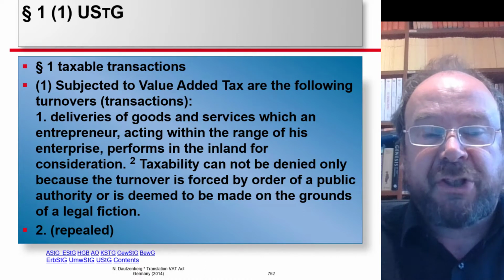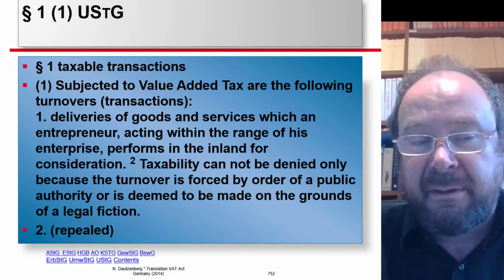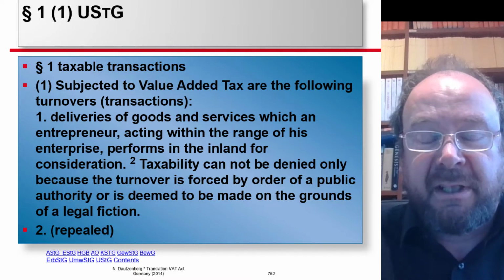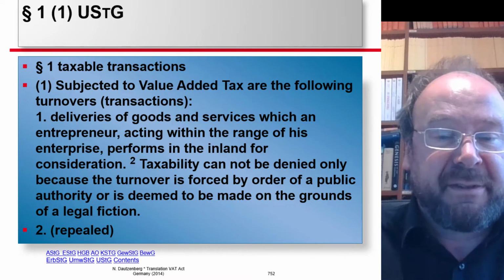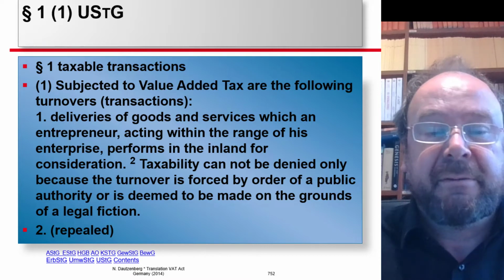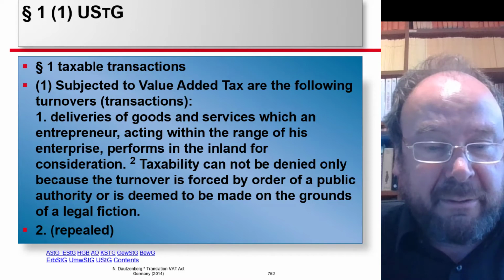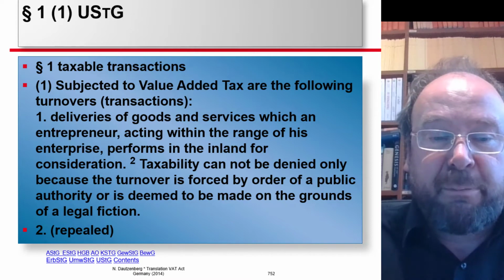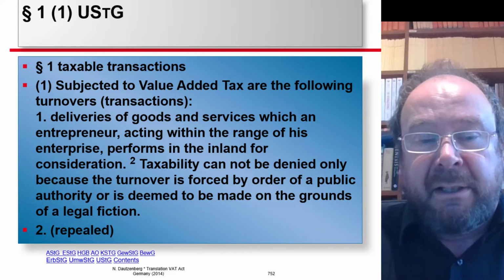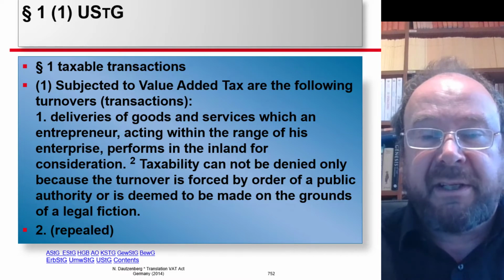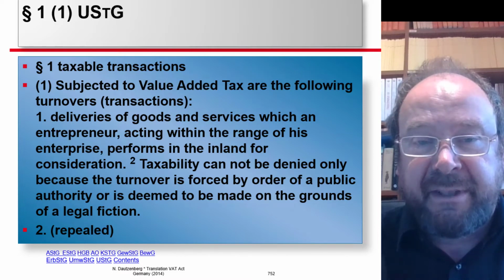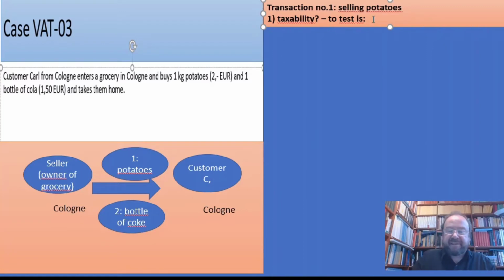And so we need to check if our seller is an entrepreneur, if it's within the range of his enterprise activities, what happens, if he performs the delivery or service in the inland, and if it's a delivery of a good or a service. So that is our program. And so we just can make a note that to test is number 1, and then go to the different criteria. So the test is paragraph 1, number 1. That was what we found out just immediately.